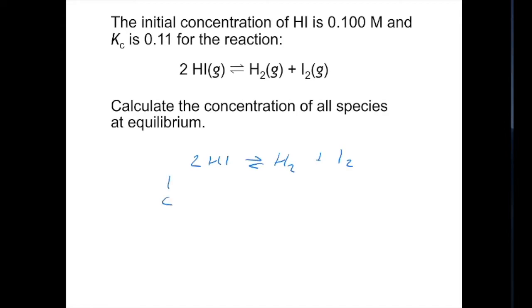And if we set up the ice table, we have an initial concentration of HI as 0.100 molar. And our H2 initially is 0, and our I2 initially is 0. Now, how is this going to change? Well, we're going to lose 2x from the HI because it has a stoichiometry of 2. We're going to gain an x for H2, and we're going to gain an x for I2. So at equilibrium, we're going to have 0.100 minus 2x for HI, x for H2, and x for I2.